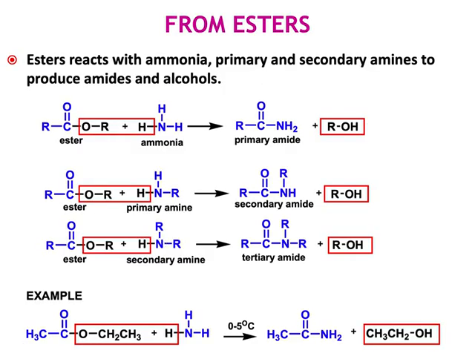So from ester, react with ammonia, primary and secondary amine, to form amide and alcohol. This one is a primary amide because there are 2 protons on N, secondary amide because there is 1 alkyl group on N, and tertiary amide because there are 2 alkyl groups attached on N.